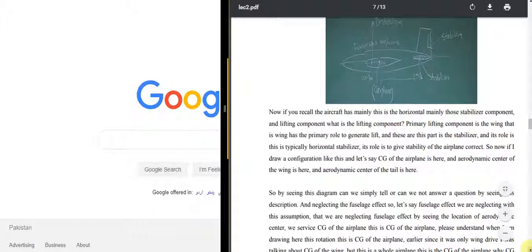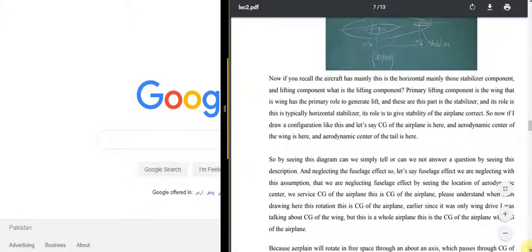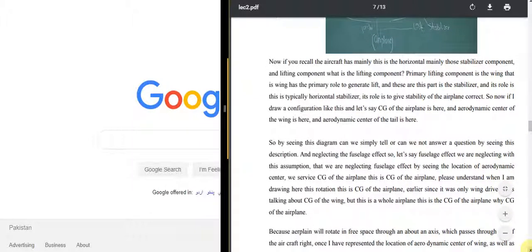So now if I draw a configuration like this, let's say CG of the airplane is here, and the aerodynamic center of the wing is here, and the aerodynamic center of the tail is here. So by seeing this diagram, can we not answer a question by seeing this description and neglecting the fuselage effect? So let's say we are neglecting the fuselage effect with this assumption. By seeing the location of the aerodynamic center, we observe the CG of the airplane. This is the CG of the airplane.